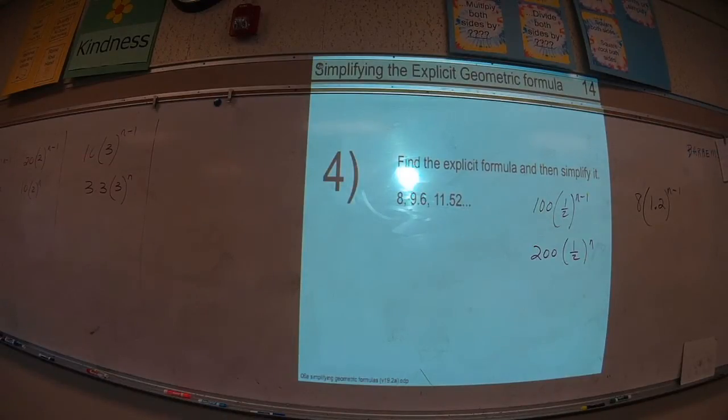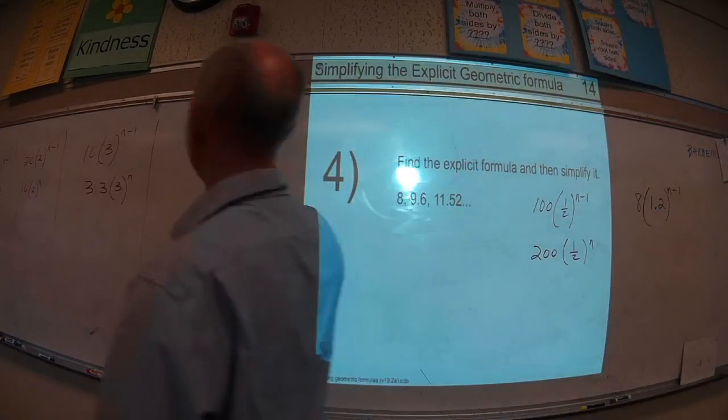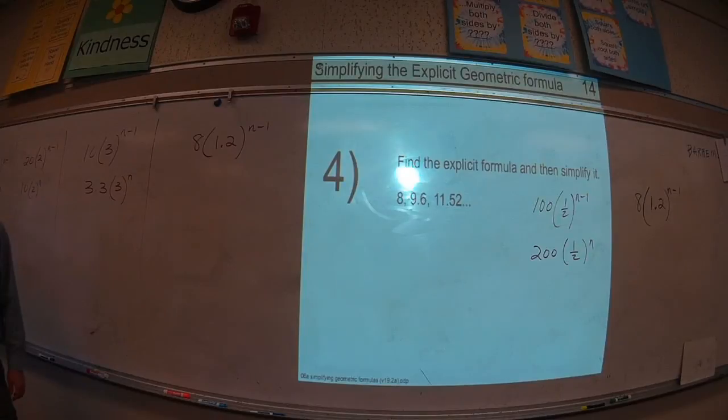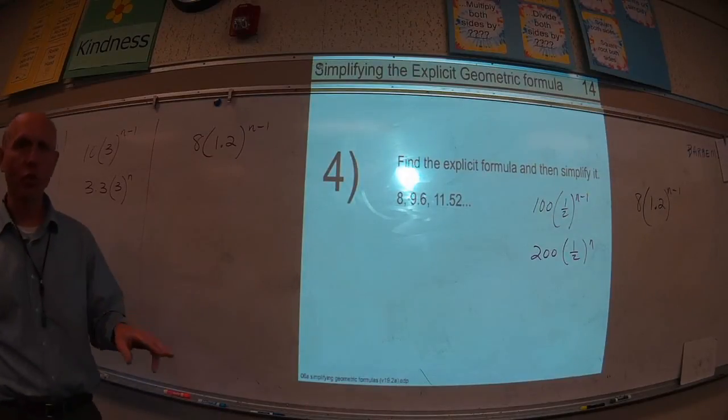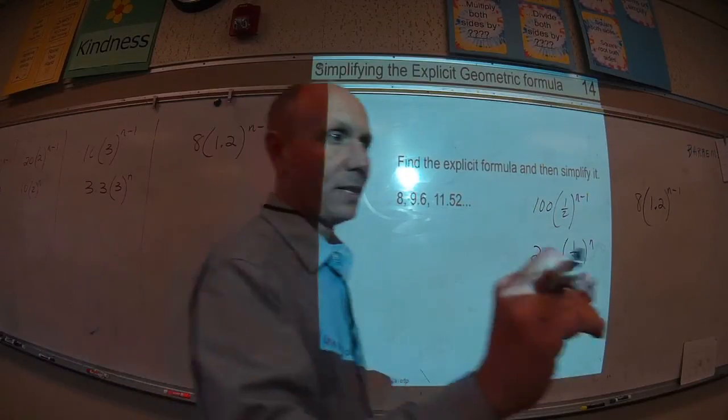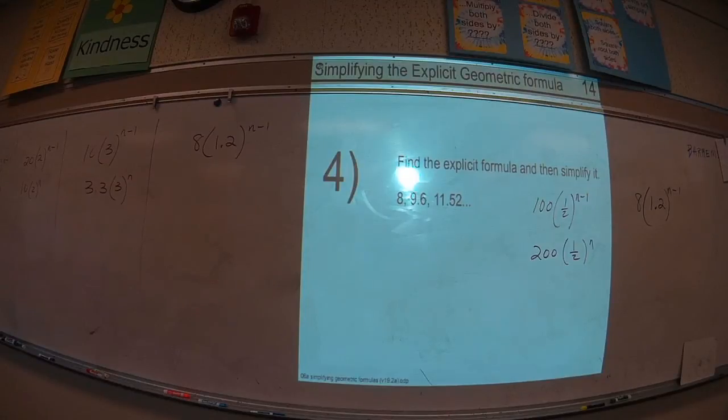I have it as 8, 1.2 to the n minus 1. All right, simplify it. Did you round to the nearest tenth again? The ratio shouldn't change. The ratio is the ratio. I disagree with your rounding. You put it at 6.6. It's 6.666. How does that round?